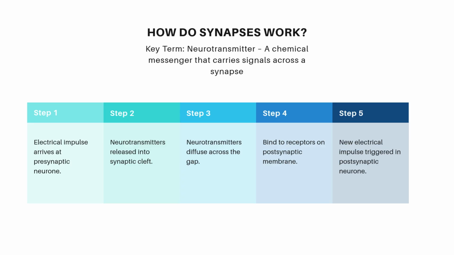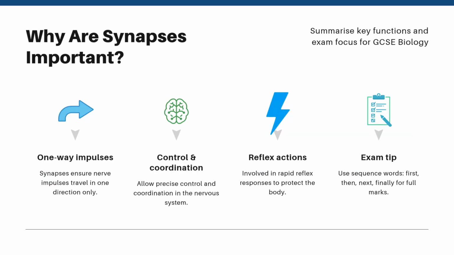Step number 4 is they bind to the receptors on the post-synaptic neuron. And finally, step 5, this triggers a new electric impulse in the next neuron. Boom, signal passed on. So here's the trick to remember it: arrive, release, diffuse, bind, trigger. If you can write that in order in the exam, you're basically done. You're basically securing those marks. A common mistake is people forget receptors, but that's the key marking point. No receptors, no marks.